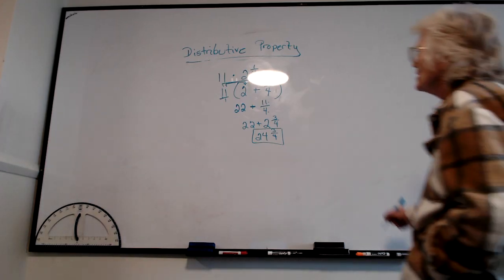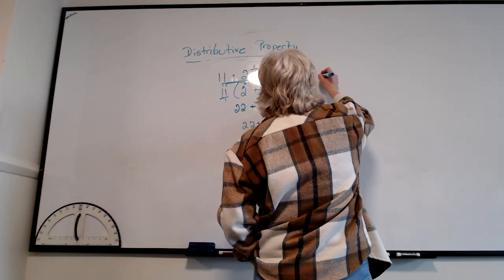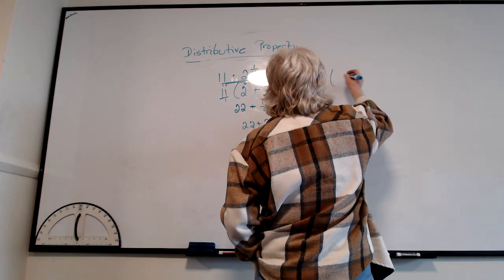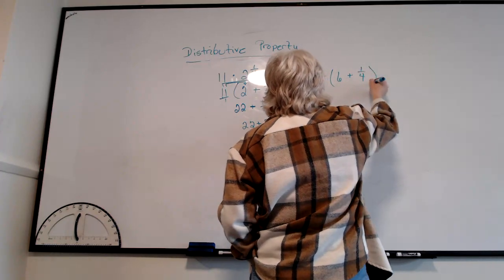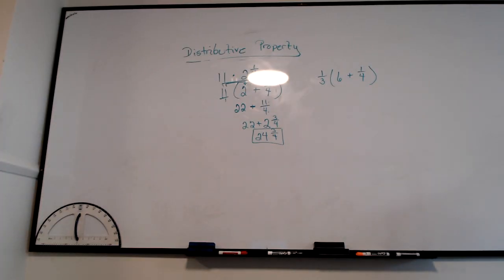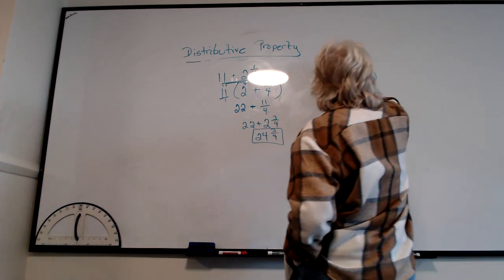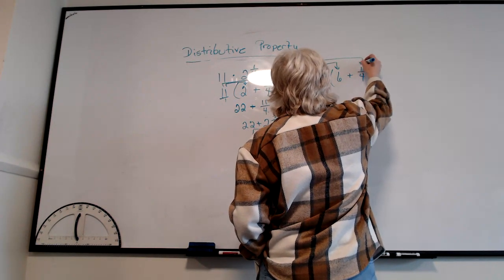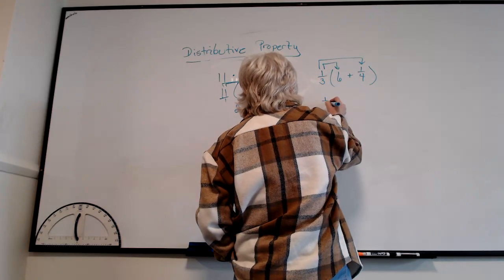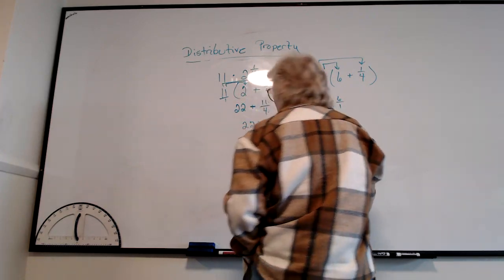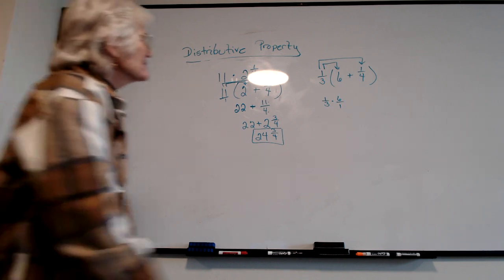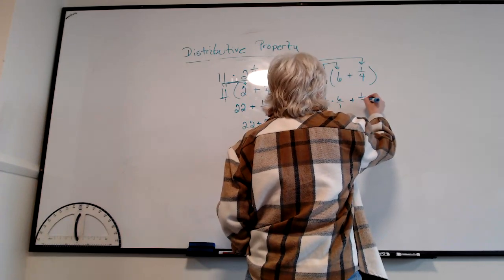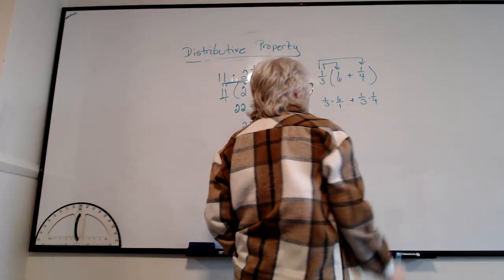Okay, now let's check another one. Let's do this problem: 1/3 times 6 1/4. Okay, we can distribute it, right? So here we're going to distribute this, and I encourage you at this point to say 1/3 times 6, and you put the 1 under it. So I'm taking 1/3 times 6 plus 1/3 times 1/4. Okay.